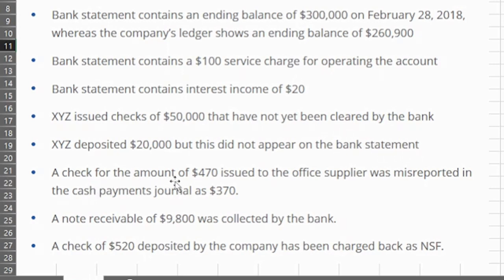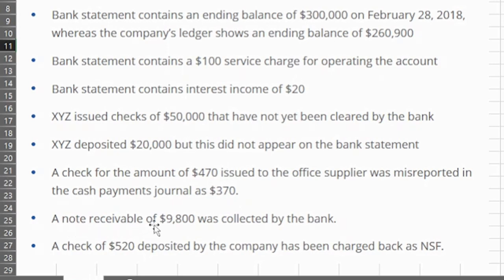Now, there's another check for the amount of 470 issued to an officer. This is a transposition error. So we recorded $470, but the actual payment is 370. So we need to remove the difference from the cash book.